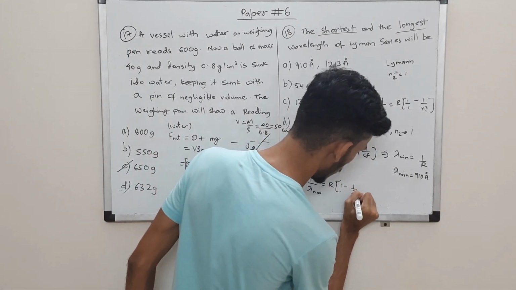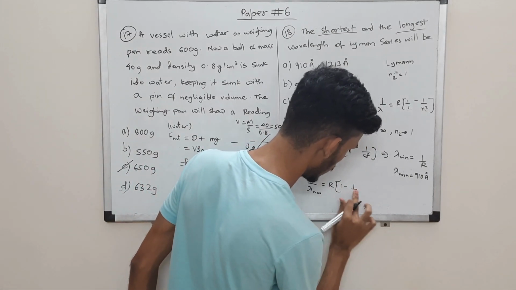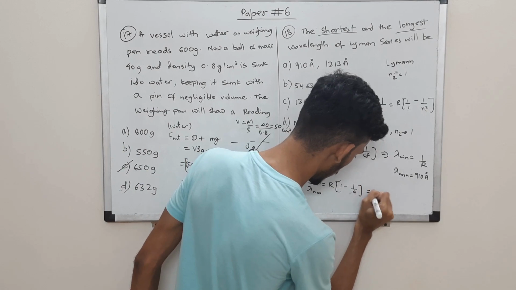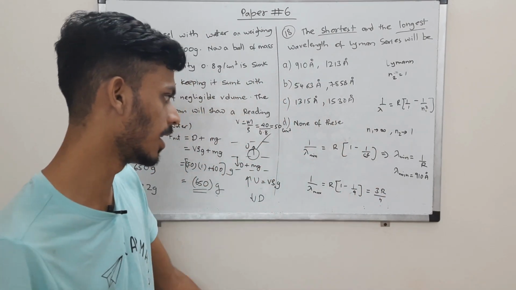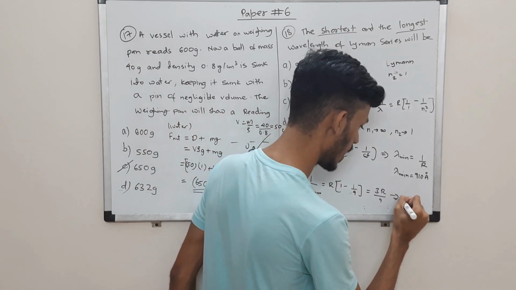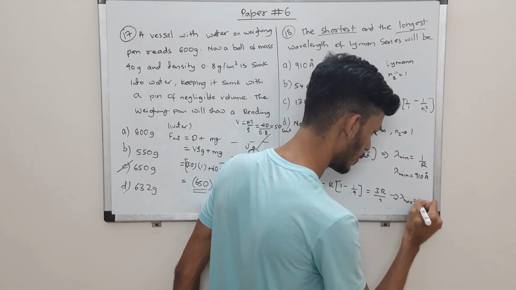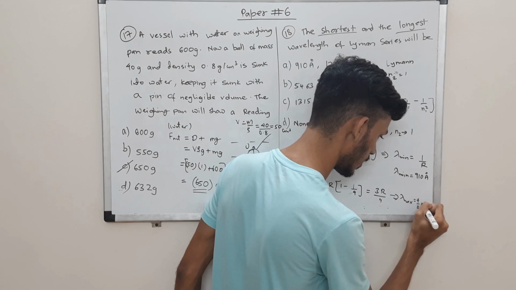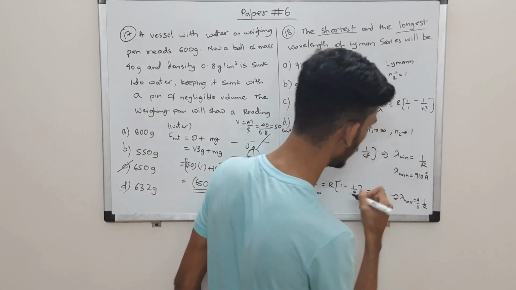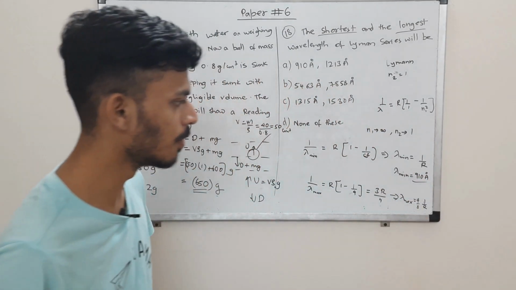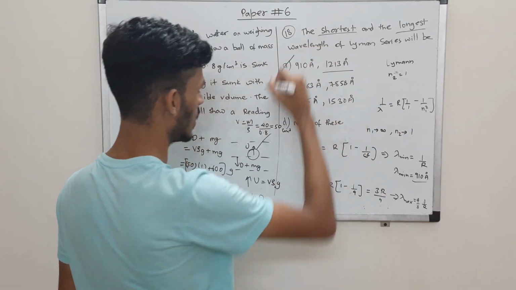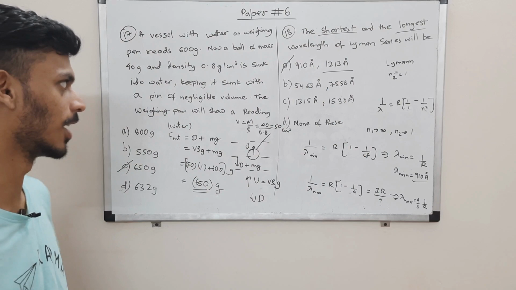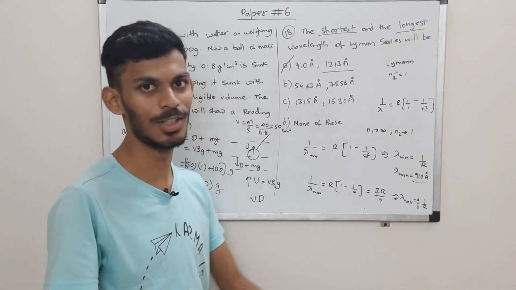So 1 upon 2 squared. 1 minus 1/4 is 3/4, so 3R by 4. So your lambda max is nothing but 4 by 3 times 1 by R. So 1 by R you already know, and into 1.33, that will be around 1213. So option A is the correct choice over here. I hope that was simple. Over to the next question.